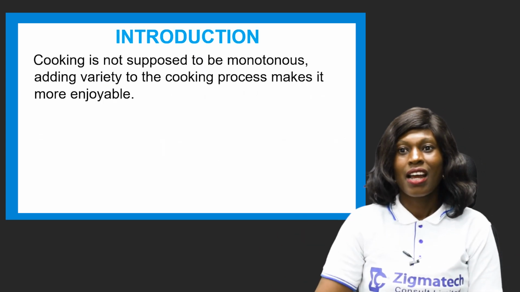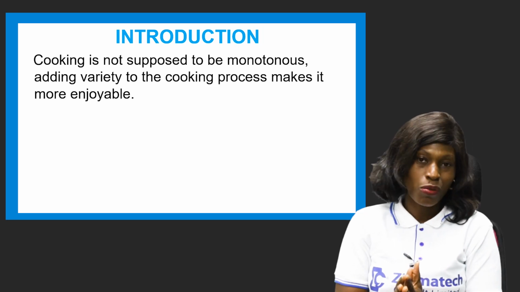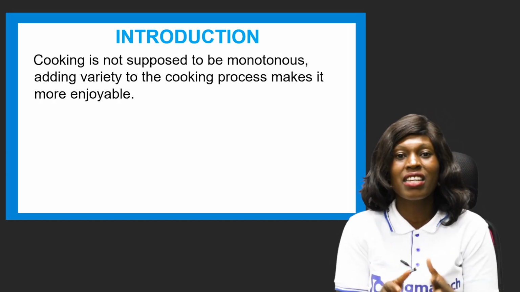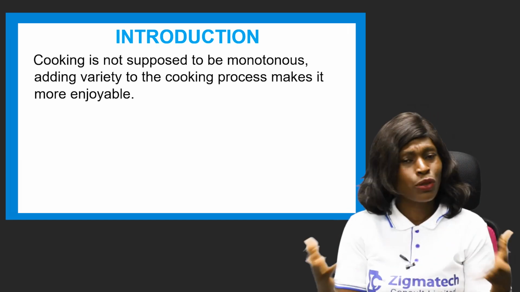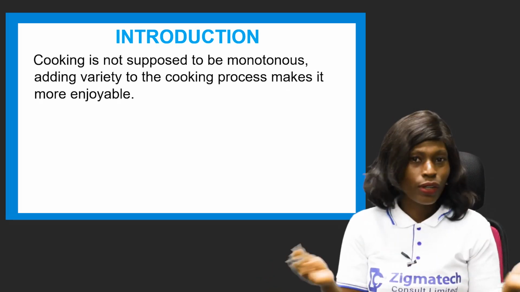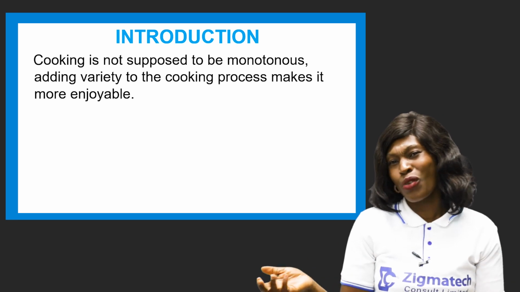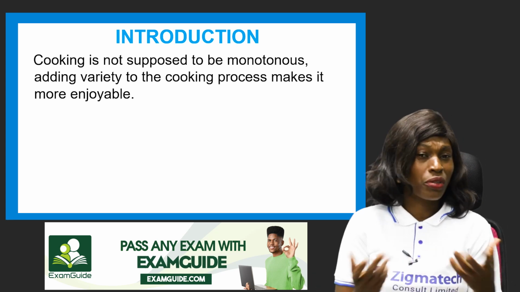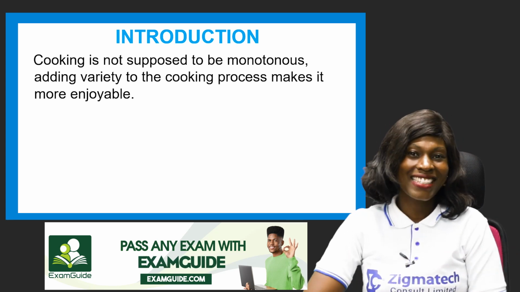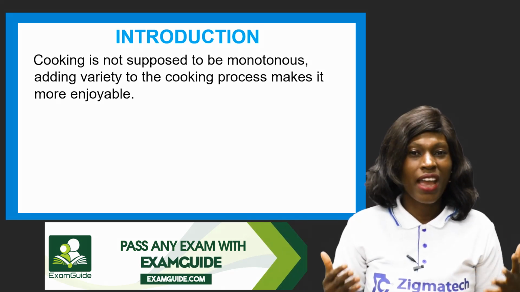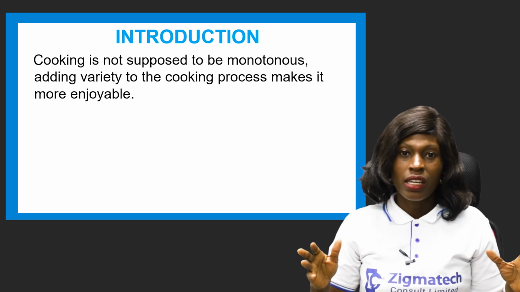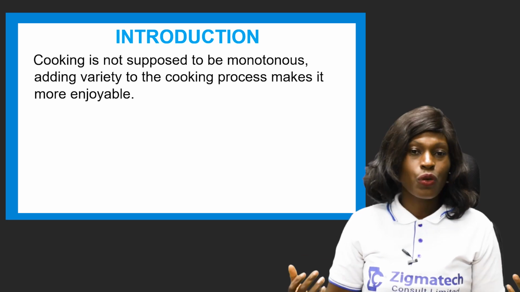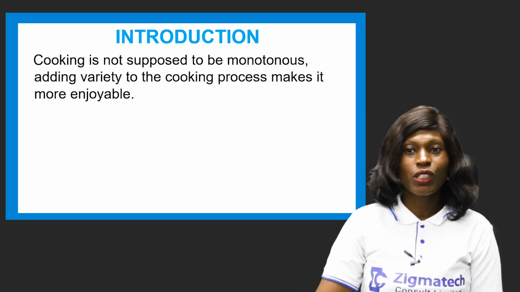So let's get started. Cooking should not be monotonous. It's not expected to be monotonous. You don't have to just say, oh, it's boiling, frying, and then you're always frying. There are other methods of cooking. You can cook using different types of methods, adding variety to what you're cooking and making the cooking process enjoyable. If you make your cooking monotonous, you're going to get bored and tired, cooking the same way and the same pattern. So if you're exploring different methods of cooking, why not? You're going to enjoy cooking, and you're going to be adding variety to your food.